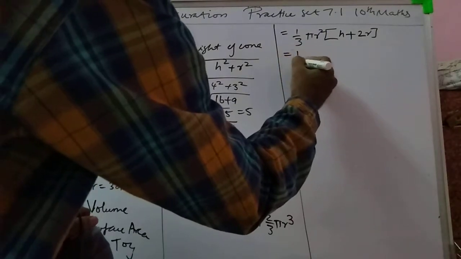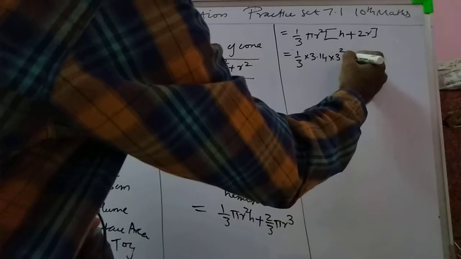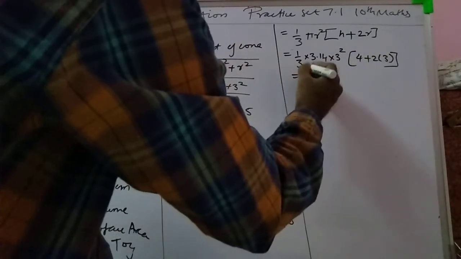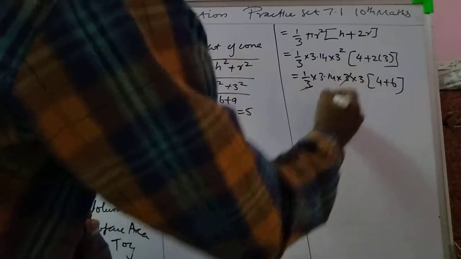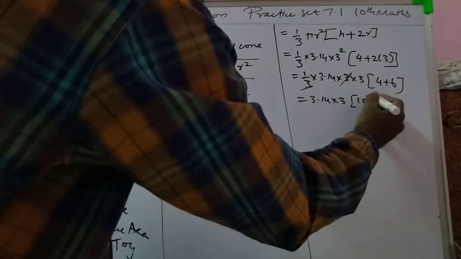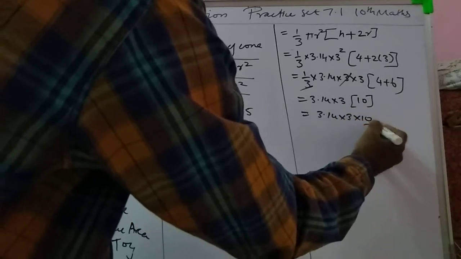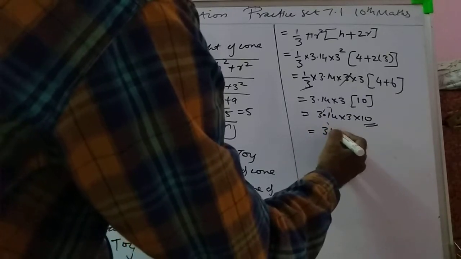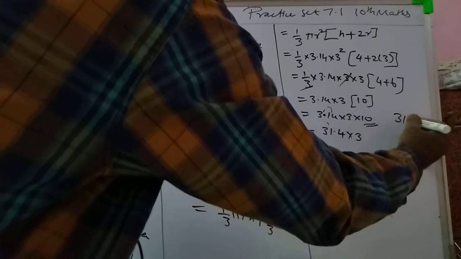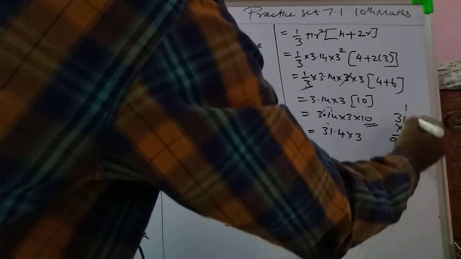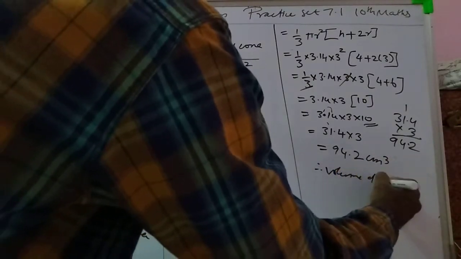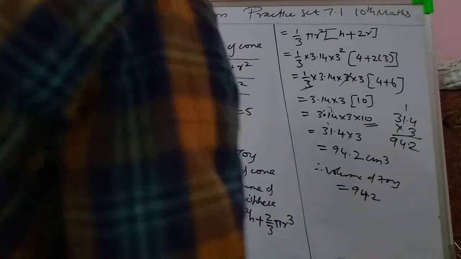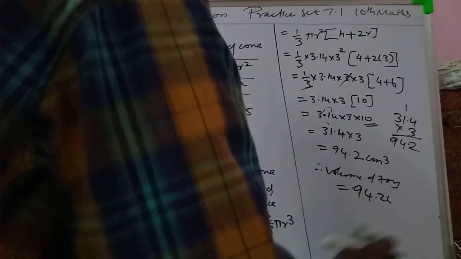Okay, so that is equal to 1/3 × 3.14 × 3² and it is 4 + 2 × 3, okay. So it will become 1/3 × 3.14 × 3² × (4 + 6), that you can cut this part, so you will get 3.14 × 3. And that will become 10, okay. So that will become 3.14 × 3 × 10. Because of this 10, the point will shift, it will become 31.4, 31.4 × 3, it will become 94.2 volume in centimeter cube. Therefore, volume of toy is equal to 94.2 centimeter cube, okay. This is the first part.